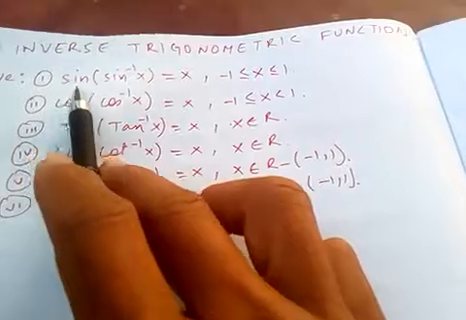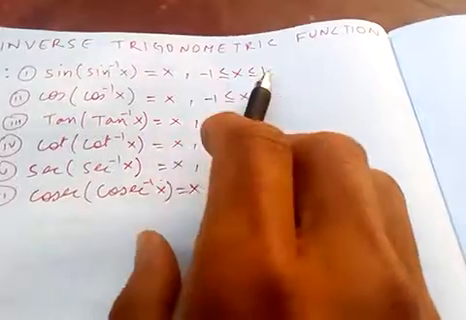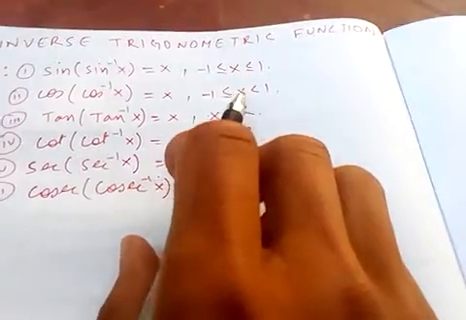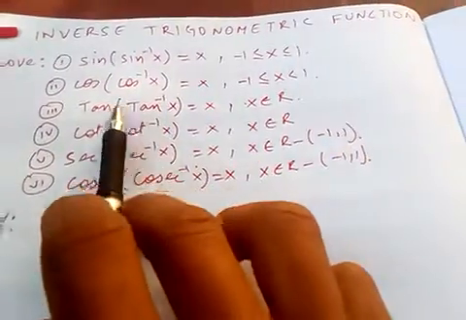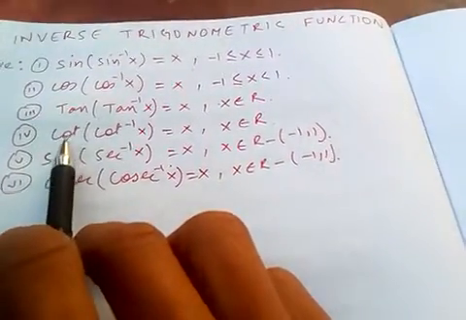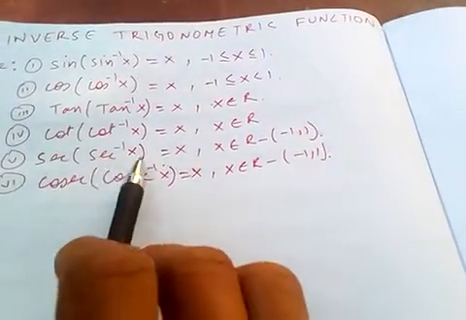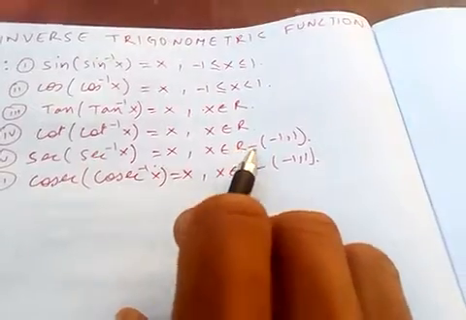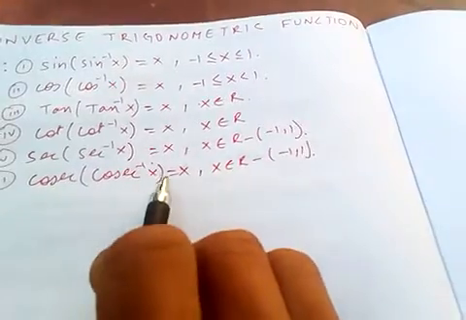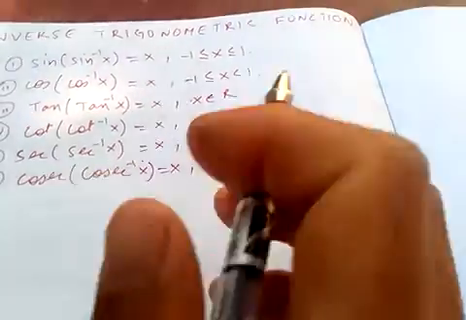For number 1, sine inverse of sine x is equal to x, where x is between -1 and 1, and cos inverse of cos x is x, where x is between -1 and 1, and tan inverse of tan x is x, where x belongs to any real number, and cot inverse of cot x is equal to x, where x belongs to real numbers, and sec inverse of sec x is equal to x, where x belongs to real numbers except -1 to 1, and cosec inverse of cosec x is equal to x, where x belongs to real numbers except -1 to 1.